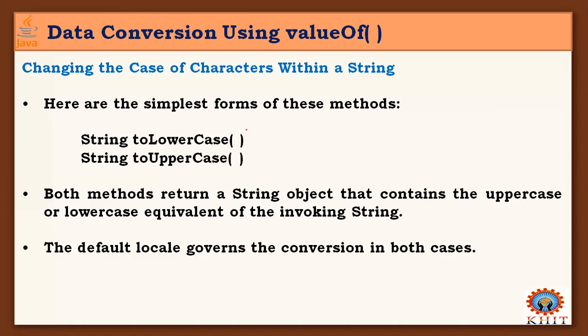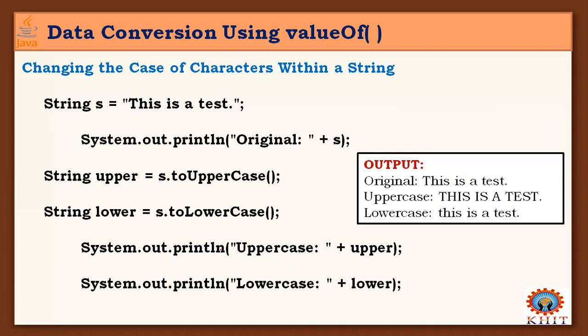And here is the simplest form of these methods. The return type of these methods is String, and both methods return a string object that contains the uppercase or lowercase equivalent of the invoking string object. The default locale governs the conversion in both cases. The conversion is automatically taken care of, and we'll see one example to understand it better.